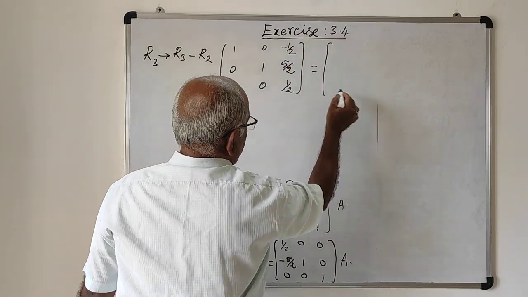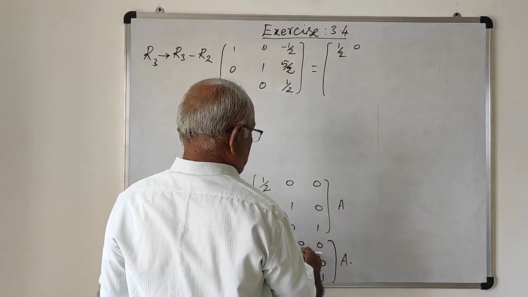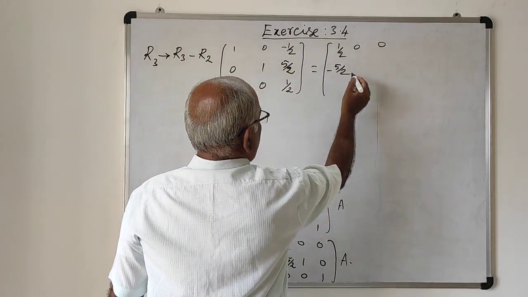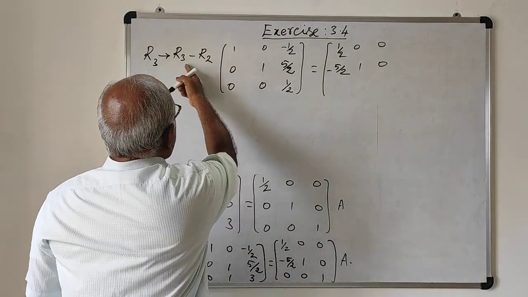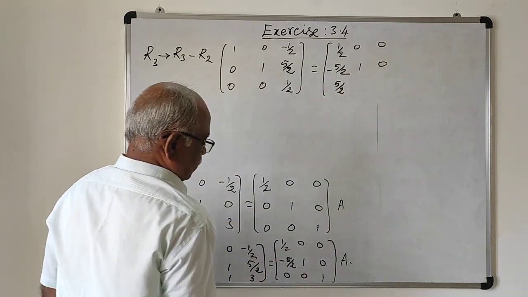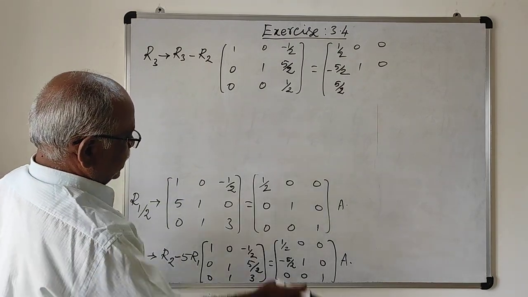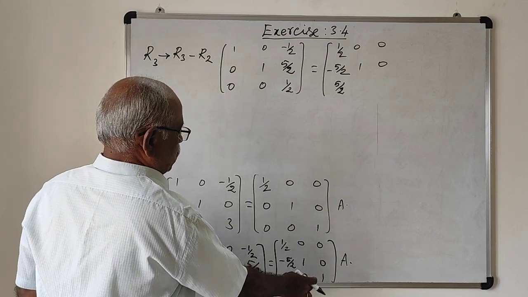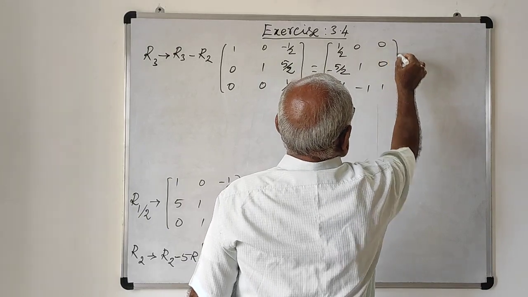On the right hand side, it is 1 by 2, 0, 0, and minus 5 by 2, 1, 0. For R3 minus R2: 0 minus minus 5 by 2 plus 5 by 2 is 0, then 0 minus 1 is minus 1, and 1 minus 0 is 1.